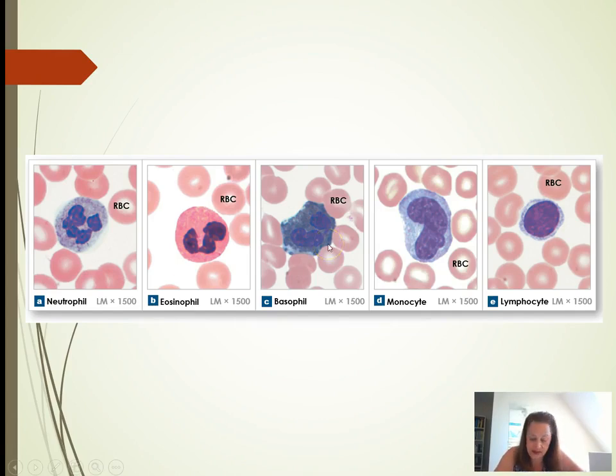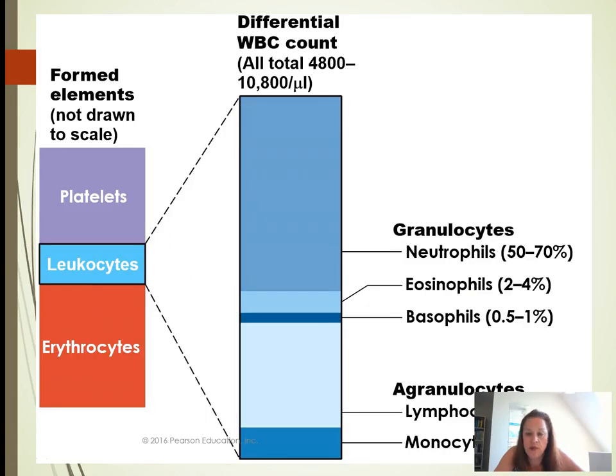Here we have the basophil. Now the basophil has a U-shaped nucleus, right? And it's the rarest and least numerous. This guy is responsible for releasing histamine. And histamine is an inflammatory producer.